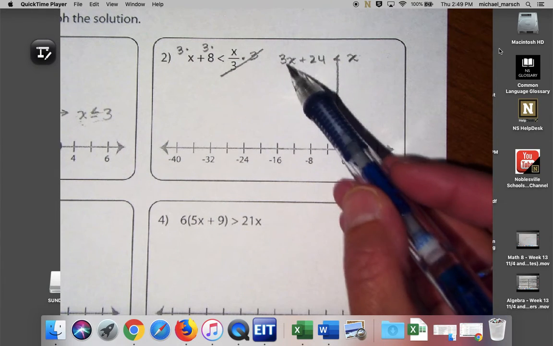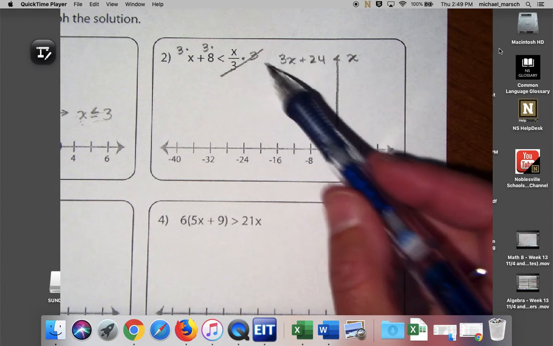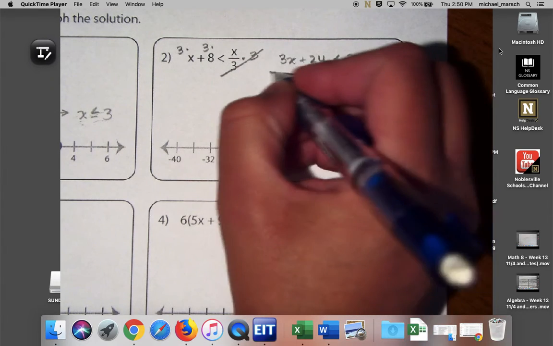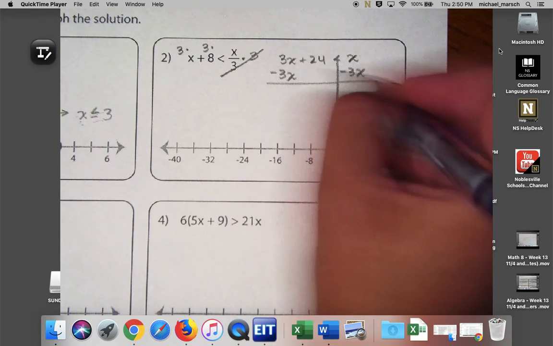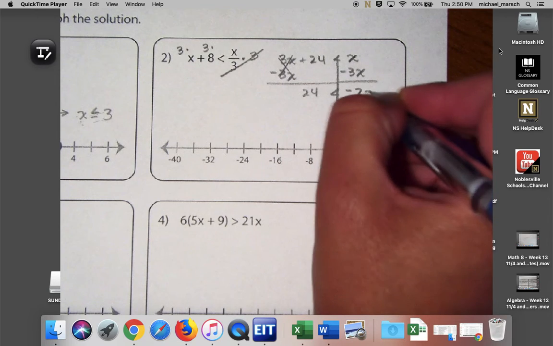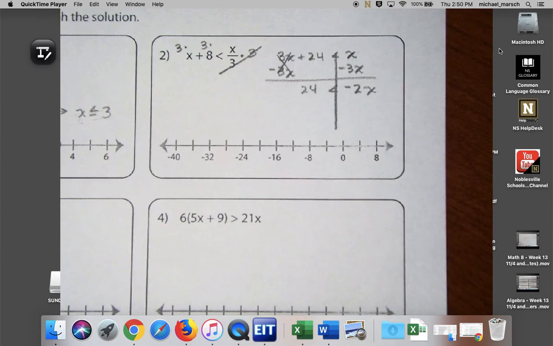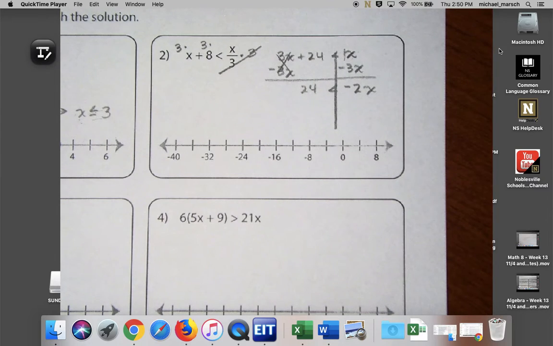So I have to move all of my x's to this side. So how am I going to move these 3x's? You're going to subtract. Yep, subtract 3x. So now I have 24 is less than negative 2x. Right, because that 1x that was hiding there, 1 minus 3 is negative 2.